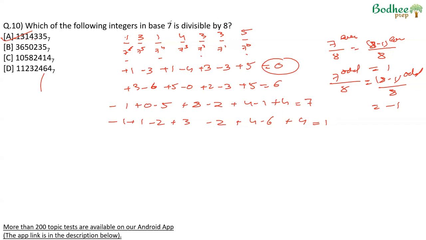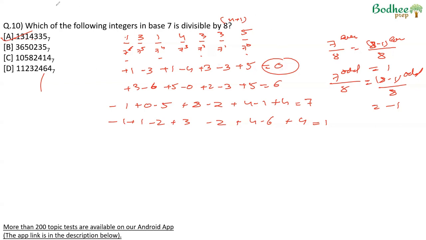If there is a number in base n and we are dividing by n plus 1 and we are looking at the remainder, just write the digits of the number and start from the end with a positive sign and put positive negative signs alternatively. Add the numbers, we'll get the remainder when the number is divided by n plus 1.